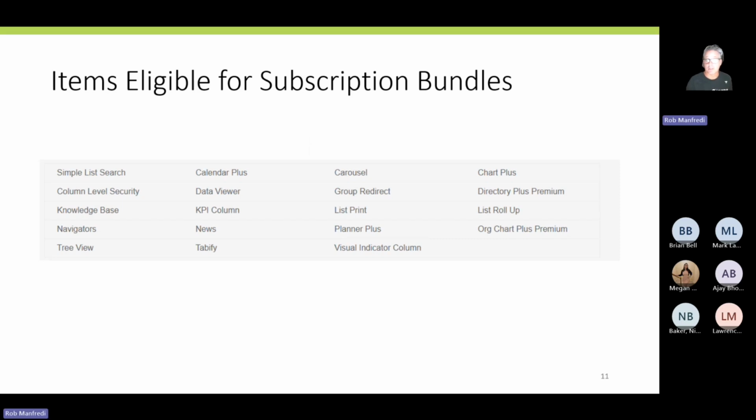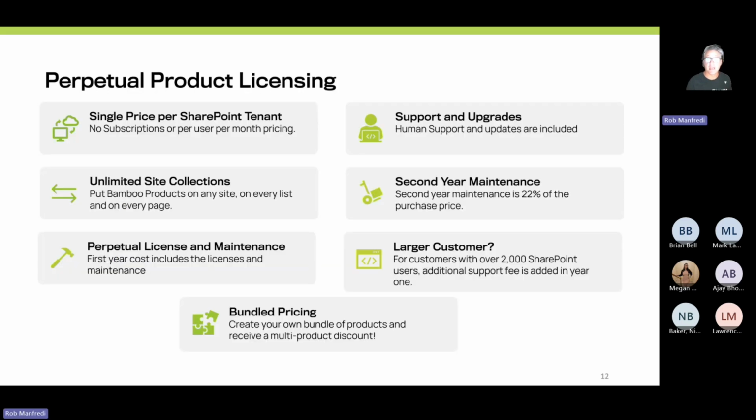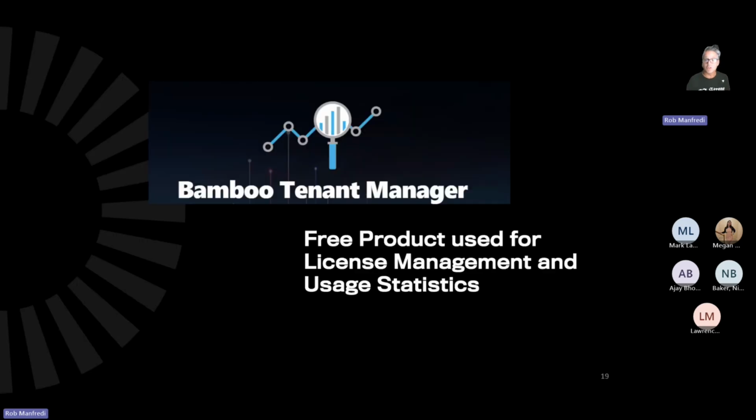Pretty much all of our products are eligible for subscriptions. And if you don't want another subscription, which we understand, you can also purchase our products as a perpetual license. They run anywhere from $2,000 to $4,000 for the initial purchase, including first-year support. Maintenance on the second year is 22%. So you can do that, and we also support bundles for perpetual licensing. So all sorts of good things.